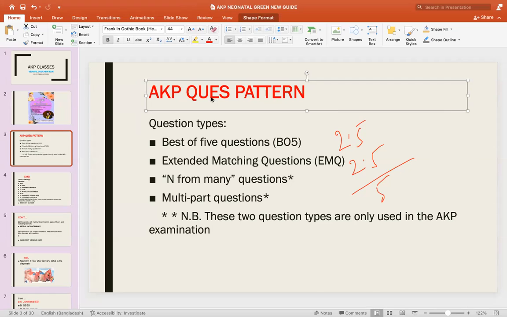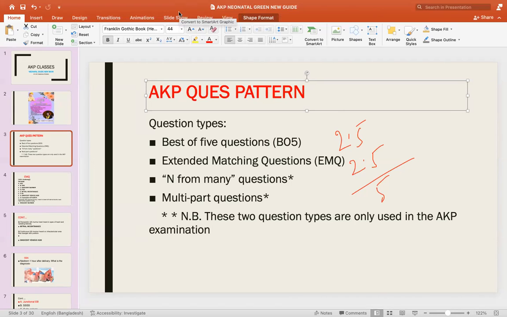Some student, they are very shaky, confused. So they answer 1, then they change it 3, then they again come, change it 2, like that. So if you do like that, repeatedly changing the answer, what will happen? Your time will be wasted. Okay, so don't do this thing. Just finish your paper, flag the question, come back again. This is the best technique for AKP examination.